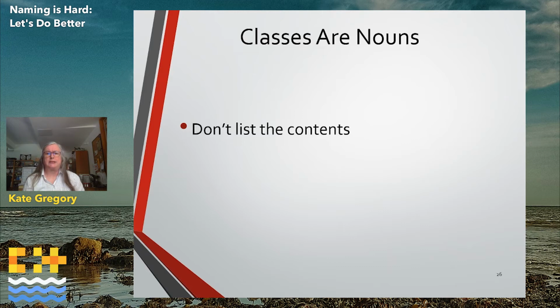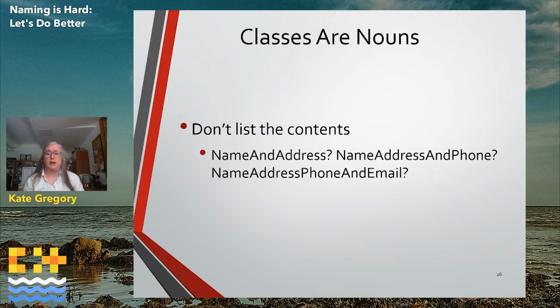And please, for the real name, for the forever name, don't just list the contents. While you're refactoring, you may do that. But calling something name and address, a class named name and address, with member variables name and address, and then later we rename it to name, address, and phone, and then name, address, phone, and email. That's not a class name.